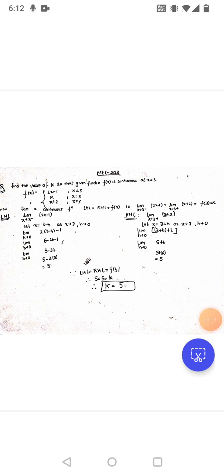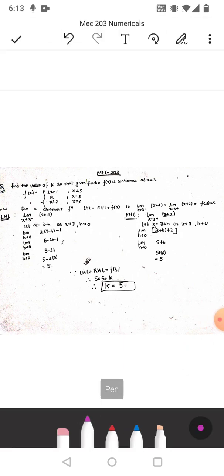Now we have to find the value of k so that the given function f(x) is continuous at x equals to 3. For the function to be continuous at x equals to 3, LHL should be equal to RHL should be equal to f of 3. After solving LHL we get 5. Similar to the procedure we have done, we'll assume x as 3 minus h, put the values and then solve. At last we get limit h tends to 0 of 5 minus 2h. After substituting the value of h we get 5 at LHL.